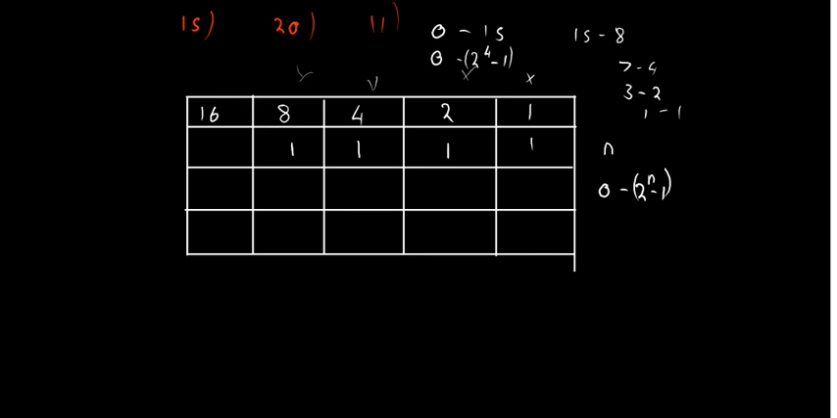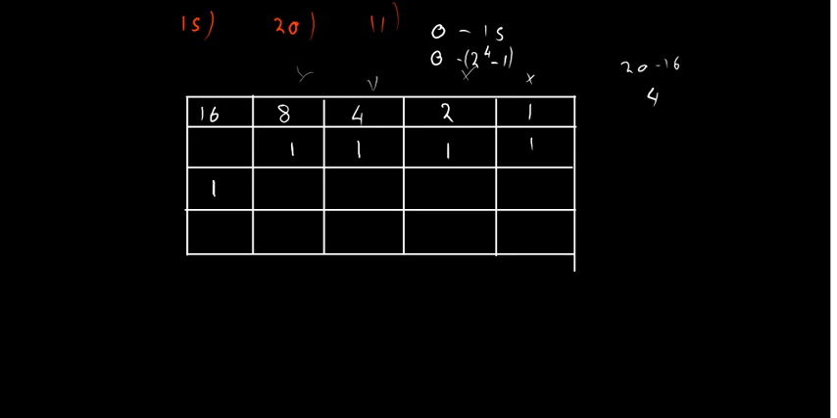So we go on to 20. What's the biggest power of 2 that's less than this one? Well, the biggest power of 2 is 16, right? So we're going to add a 1 on 16 there. Then what's 20 minus 16? 20 minus 16 is 4, right? What's the closest power of 2 to 4?